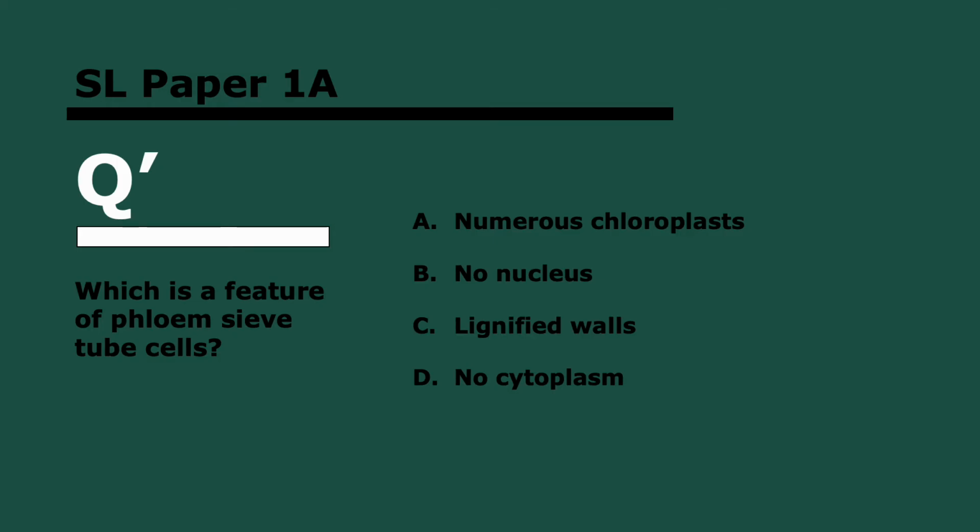Question, which is a feature of phloem sieve tube cells? Now, you'll hopefully remember this from the cell theory. Again, 1, 2, and 3. The answer is B. Now, they have no nucleus, and that's an exception to the cell theory. Remember, these cells form part of plants. It's where the water travels up, and they don't have numerous chloroplasts. They also don't have lignified walls, and they do have a cytoplasm, but they do not have a nucleus, and that makes them an exception to the cell theory. So that's just something you need to remember, unfortunately.